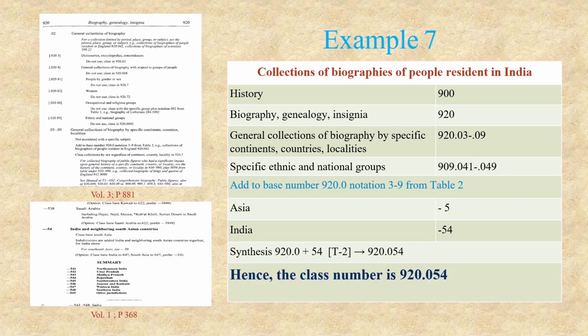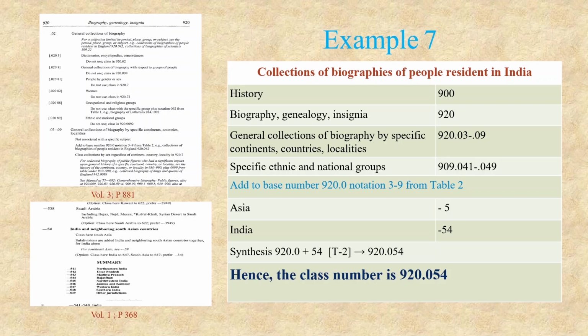First, the subject, collections of biographies, falls under 900. Then biography is a form. Then geographic focus, that means the country from which the document originated, that is India. Then biography, genealogy, insignia falls under 920, that is page 881, volume 3 of the schedule. General collections of biography by specific continents, countries and localities fall under 920.3-920.9.